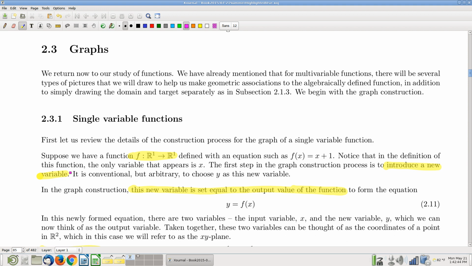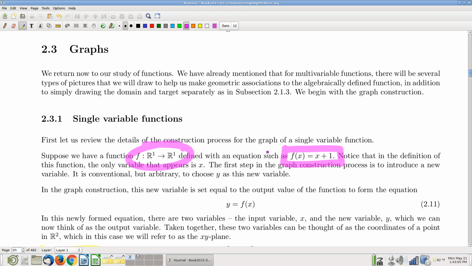So let me explain exactly what it is that in a Calc 1 class or Algebra 1 class or whatever it is. What is this construction? What is this process by which you form graphs? And here's how it works. You have a single variable function. For example, let's take that one.